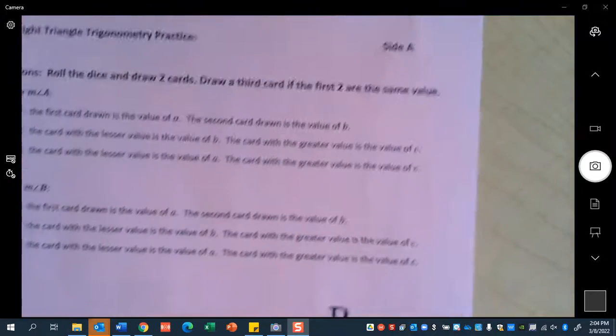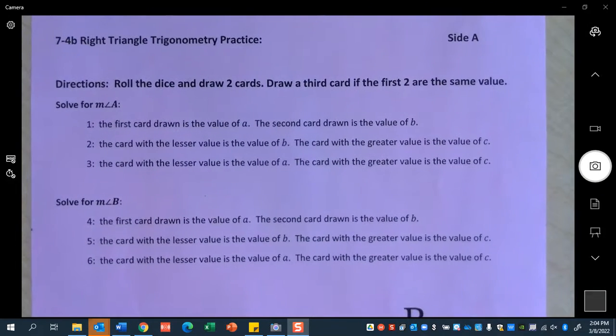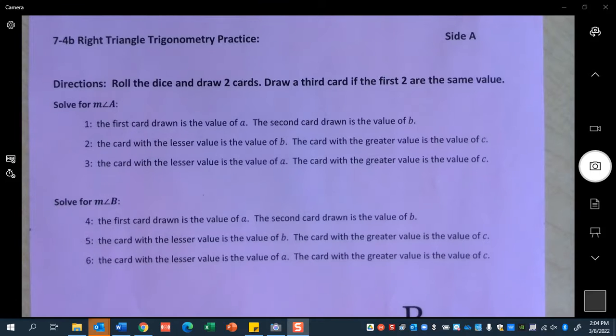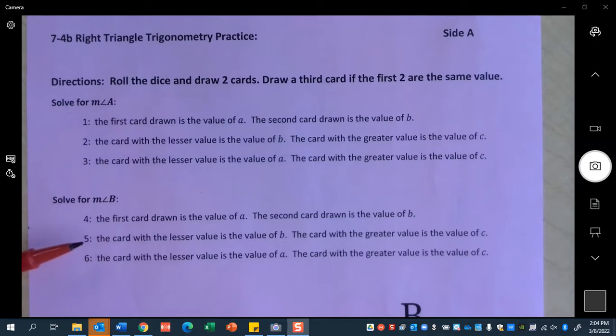All right, so before you start, let's take a look at side A. Side A directions say the following. Keep all the markers. Let's go, come back. Are you with me? Side A says roll the dice and draw 2 cards. Draw a third card if the first 2 are the same value. If you roll a 1, 2, or a 3, you're solving for the measure of angle A. If you roll a 4, 5, or 6, you're solving for the measure of angle B.